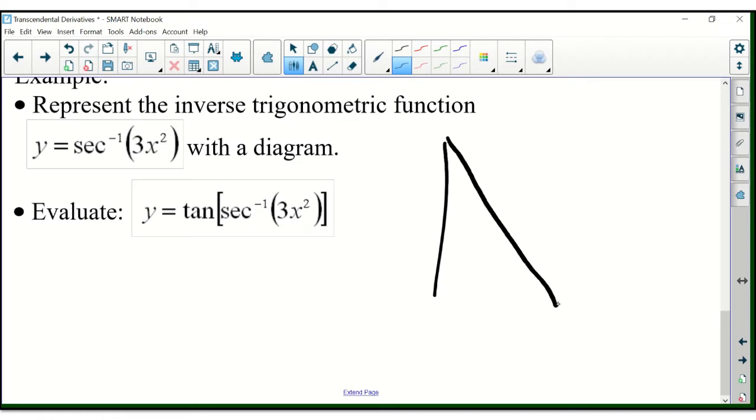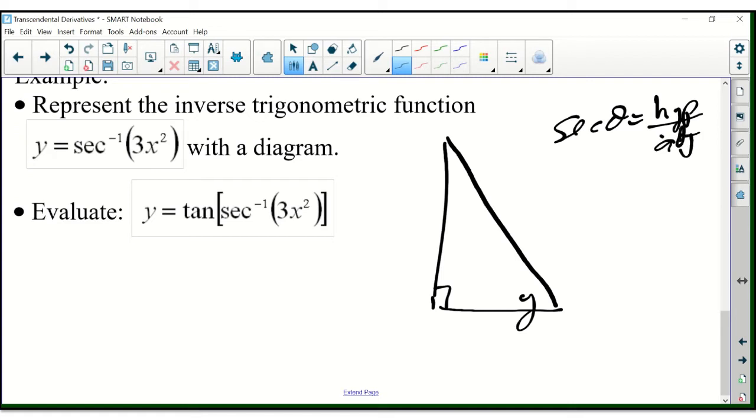Alright, so I want to draw an angle y whose secant ratio is 3x squared. So secant, right? The secant of an angle is the hypotenuse over the adjacent. It's the reciprocal of cosine, so the hypotenuse over the adjacent is in the ratio of 3x squared over 1. So the hypotenuse would have to be 3x squared, the adjacent would be 1. We then use Pythagoras theorem to get the third side in our diagram. So the third side here would be the hypotenuse squared, 9x to the 4th, subtract your other side squared, which is a 1.